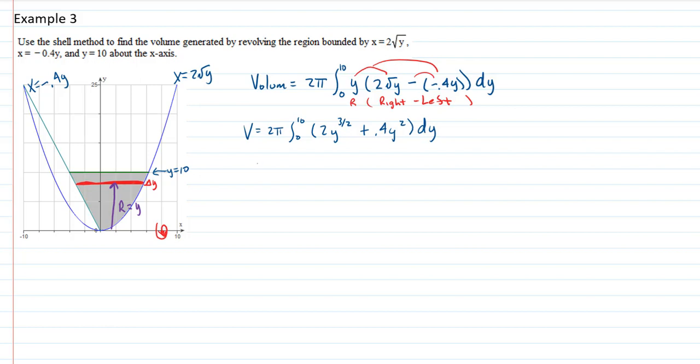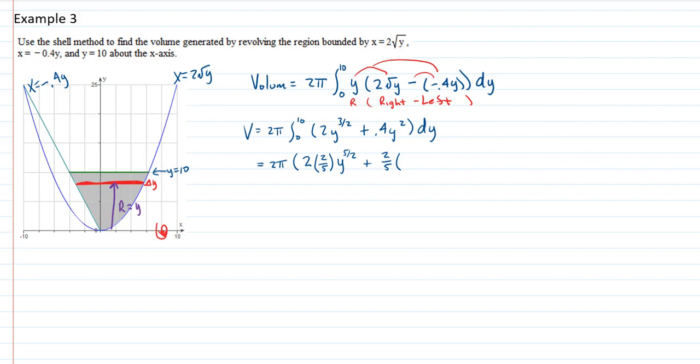So now we integrate. This is going to give us 2 pi times, when you add 1 to this exponent, there's already a 2 here. We add 1 to the exponent, that's going to give us y to the 5/2. Divide by 5/2 is the same thing as multiplying by 2/5. Plus 4/10 is 2/5.